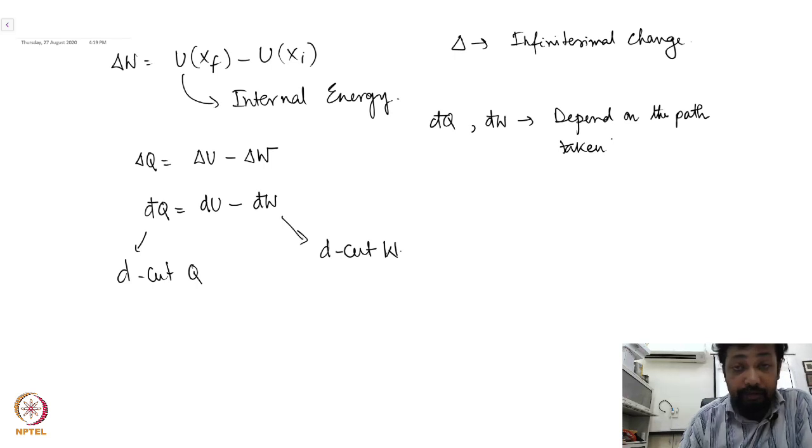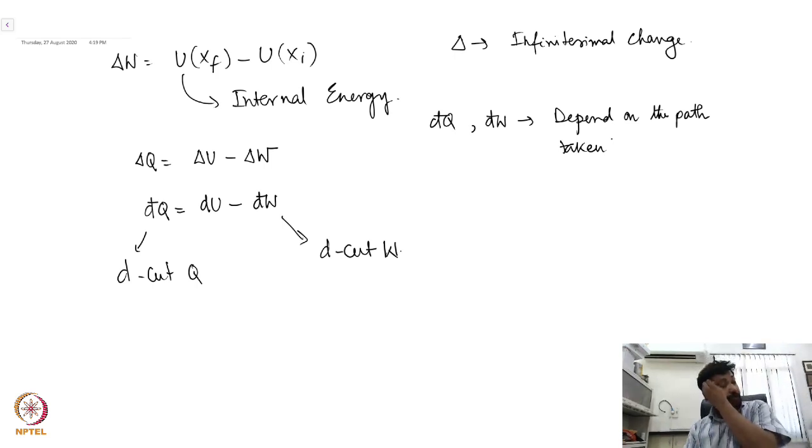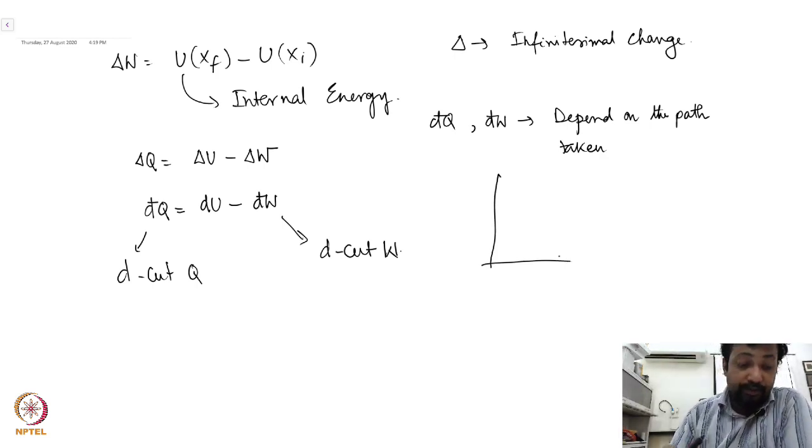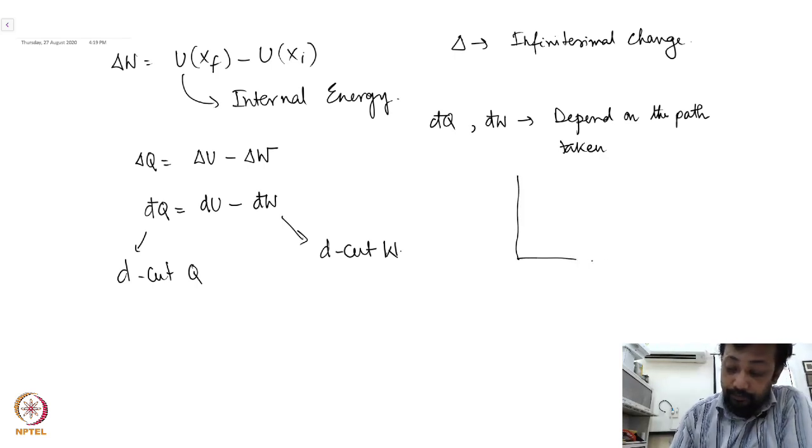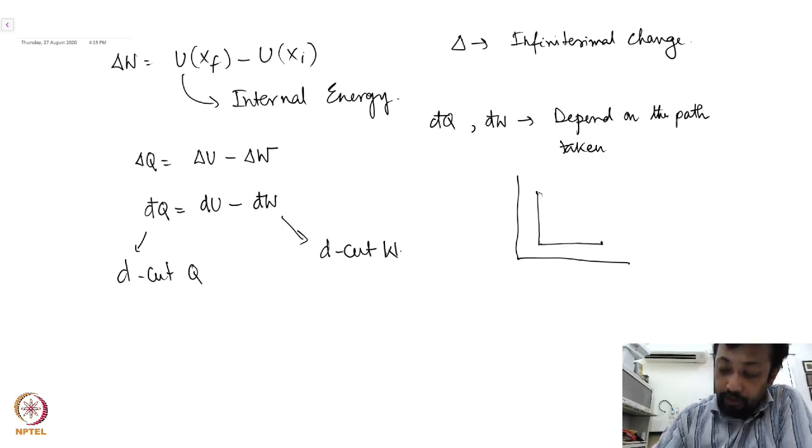So if it's not an adiabatic process, if an exchange of heat is allowed, let me go back to my PV diagram. If I go from here to here, I can either go this way or this way. This is a pressure volume diagram. The system either goes from A to B via this straight line or via this other path. The work done would be different in the two cases.